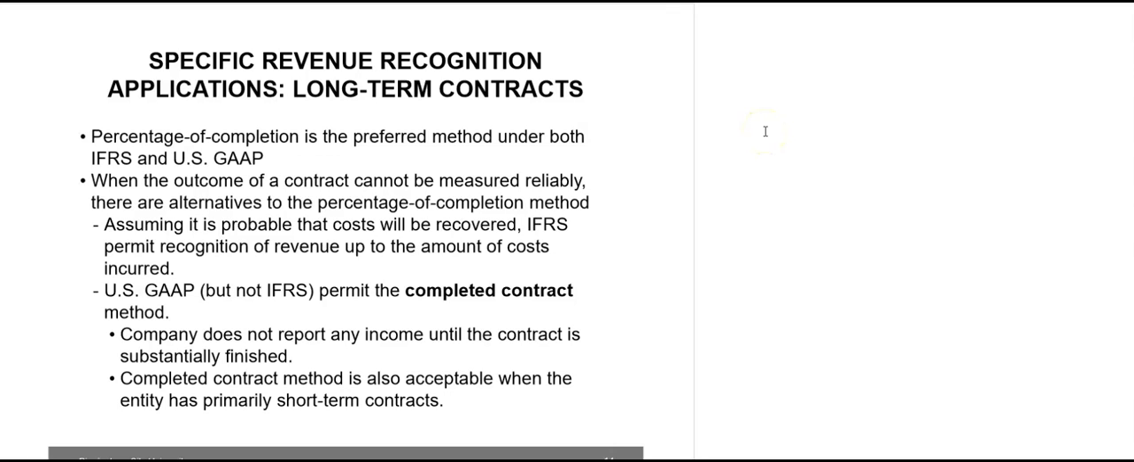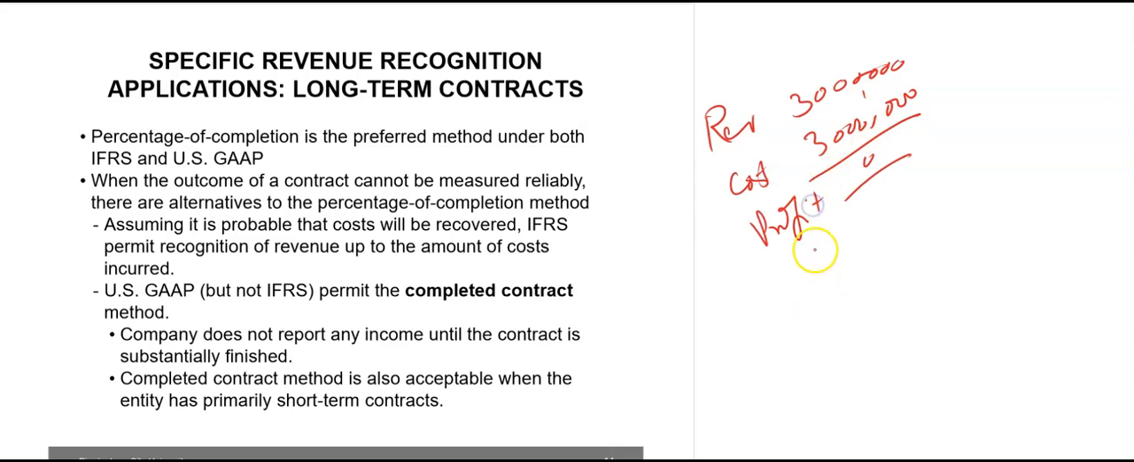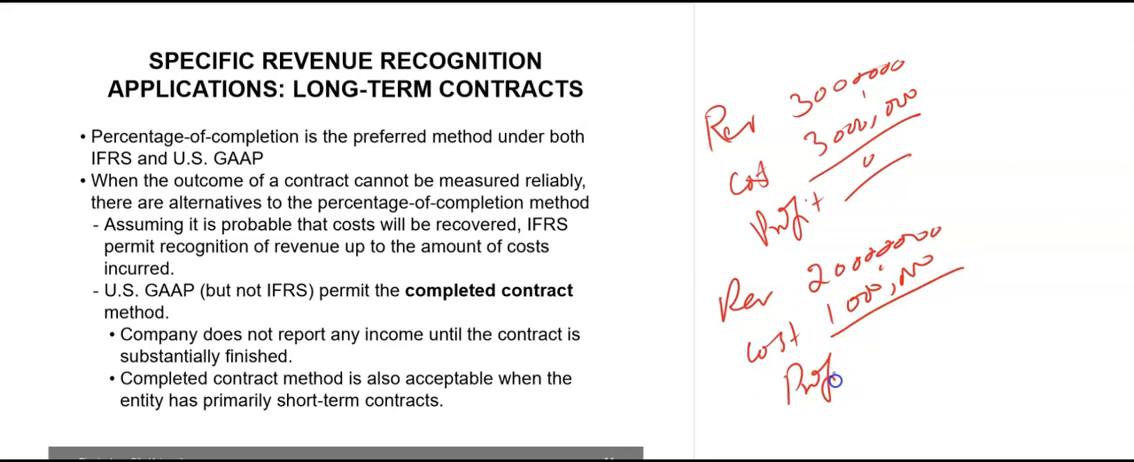Under this method, no profit is recognized until all the cost has been recovered. So from our previous example, in the first year, the company will recognize revenue of only 3 million, which is exactly equal to the cost for that year. So there will be no profit reported in the first year. In year 2, the company will report revenue worth 2 million and the cost will be 1 million, and hence all the profit will be reported and recorded in the second year, that is equal to $1 million.